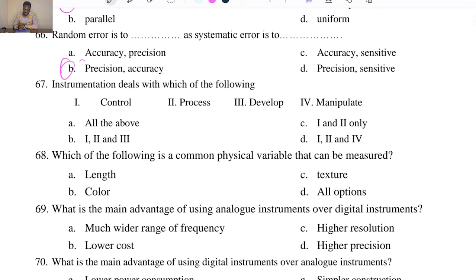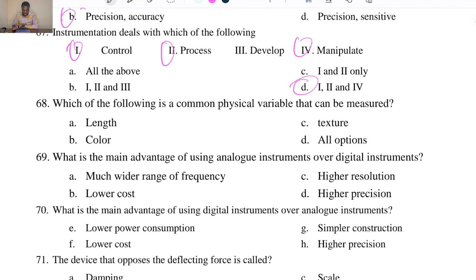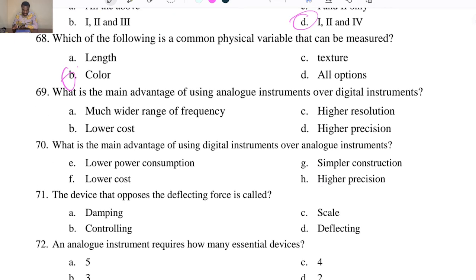Instrumentation deals with what? Control, process, and then manipulate. So we have I, and I4. So the answer here is D. Which of the following is a common physical variable that can be measured? This is a repeated past question, and the answer is going to be color. We cannot measure color.